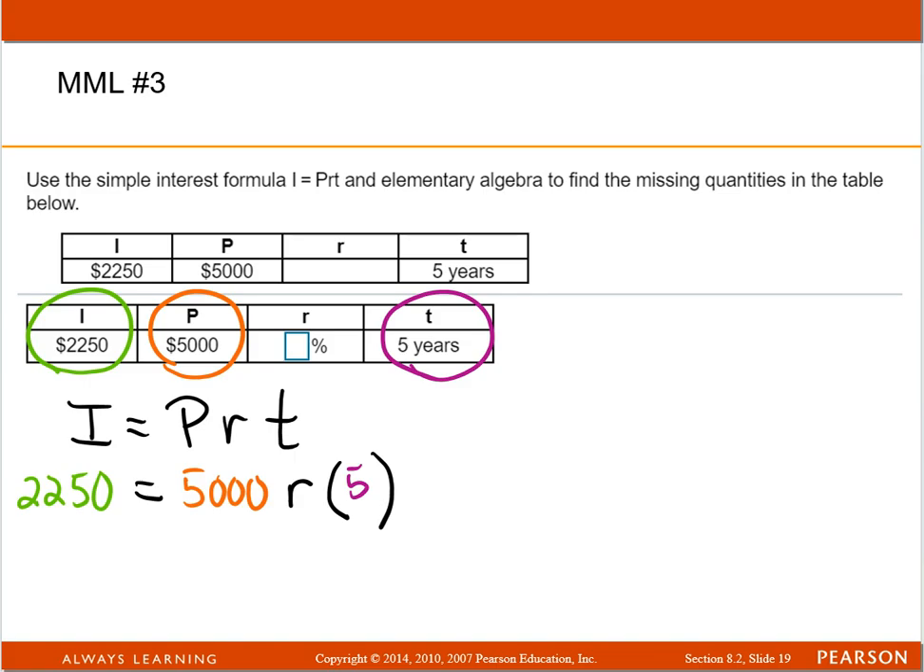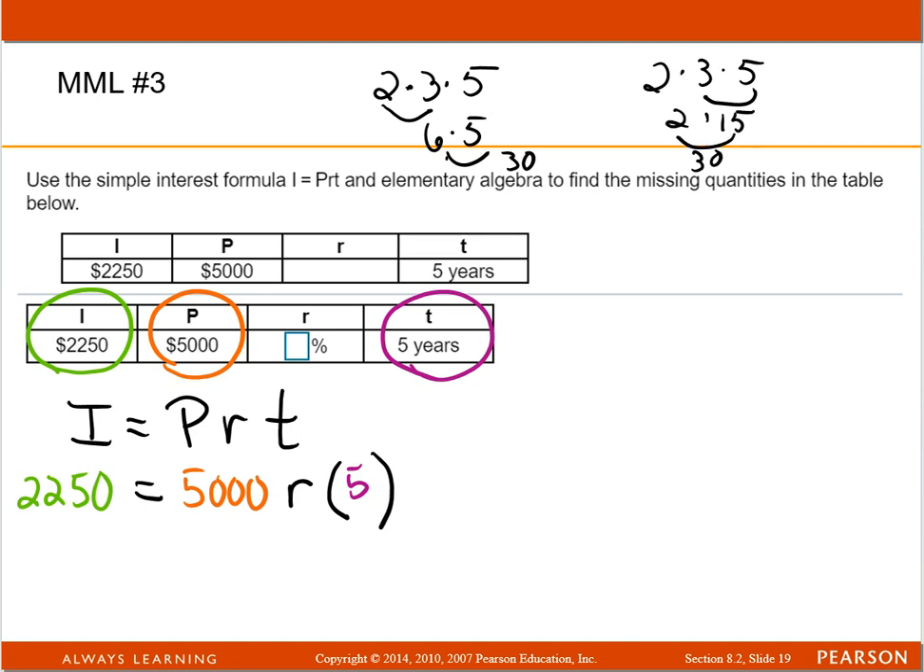PRT means principal times rate times time. Let me show you something about numbers. If you had 2 times 3 times 5, most people just go left to right. 2 times 3 is 6. 6 times 5 is 30. But you could go right to left. 5 times 3 is 15. 15 times 2 is 30.